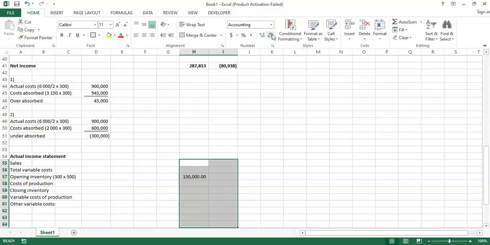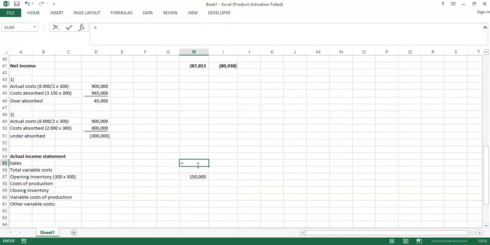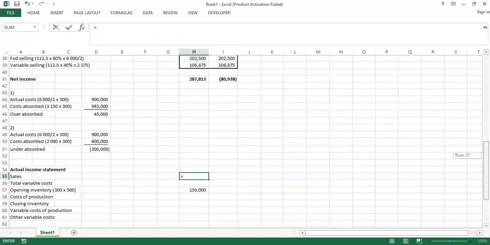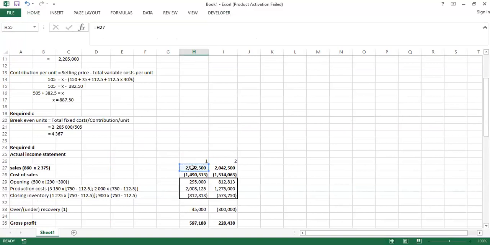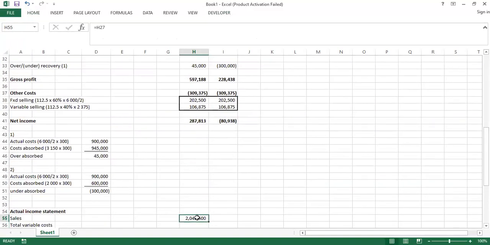Okay, I don't want these commas there. These cells are the same, so we can put them as the same. We're okay with that.